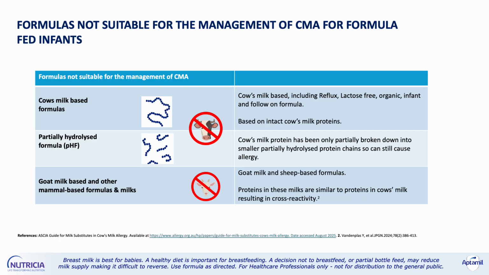Standard cow's milk-based formulas, partially hydrolysed formulas, and goat or other mammalian milk products are not suitable for managing cow's milk allergy. Standard cow's milk-based formulas are not suitable, as these formulas are based on cow's milk. Partially hydrolysed formulas are not suitable, as the cow's milk protein has only partially been broken down, and so they can still cause an allergy. Goat's milk and sheep milk-based formulas are not suitable for managing cow's milk allergy, as the proteins in these milks are very similar to the proteins in cow's milk.